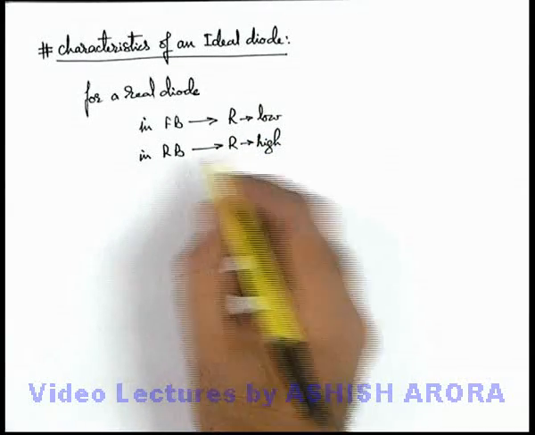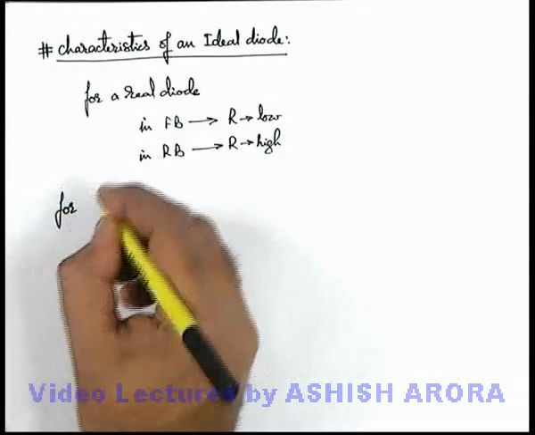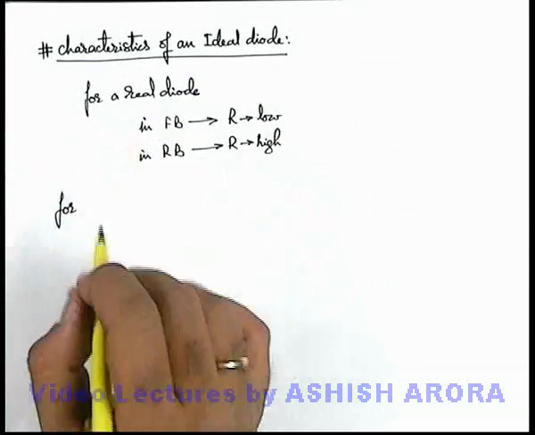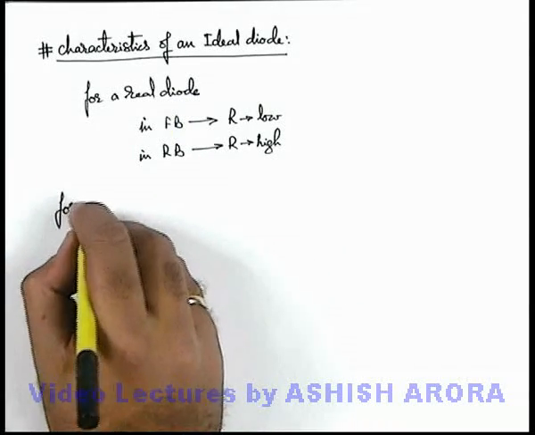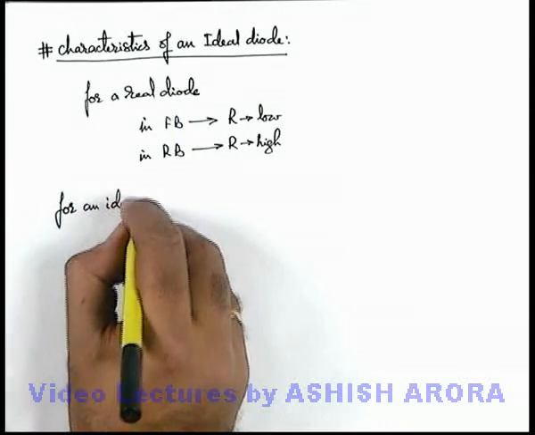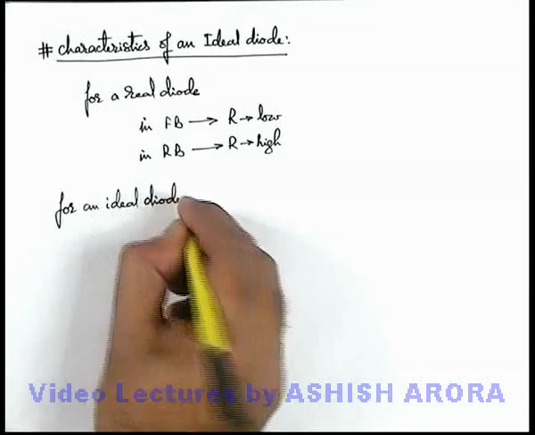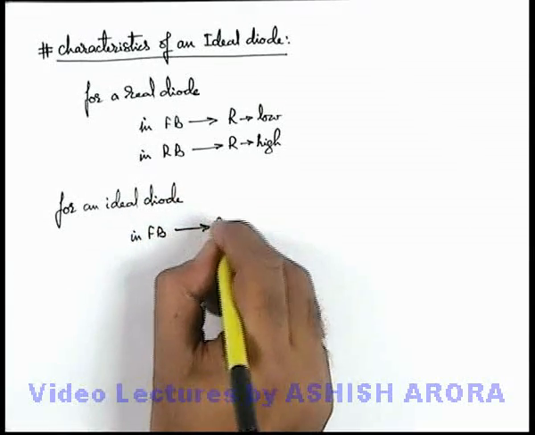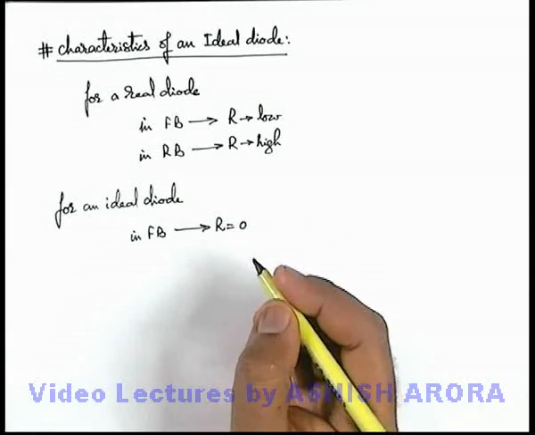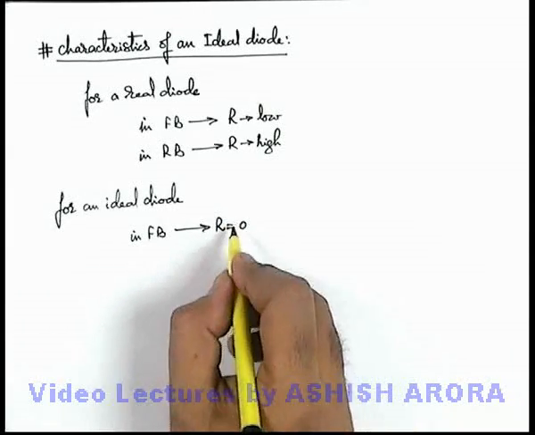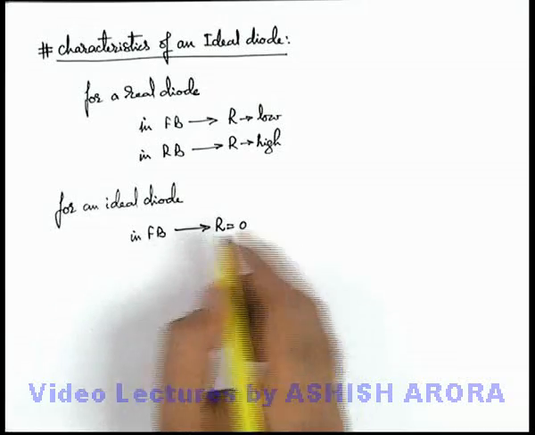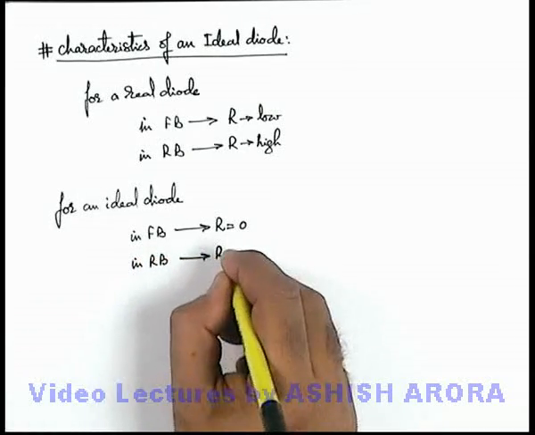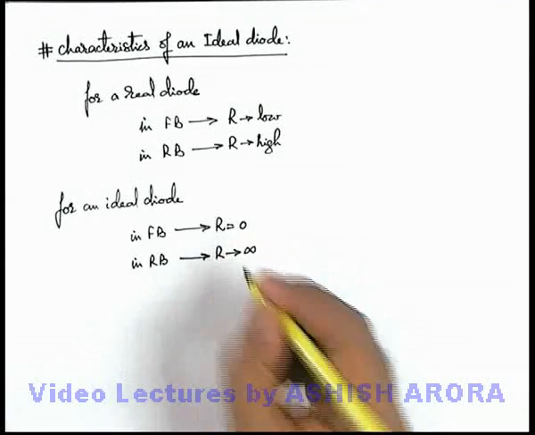But when we talk about an ideal diode, for various kinds of analysis, we define an ideal diode where, in forward biasing, its resistance should be equal to 0, as ideally it should not offer any resistance when it is forward biased. And in reverse biasing, its resistance should be excessively high, or it will tend to infinity.